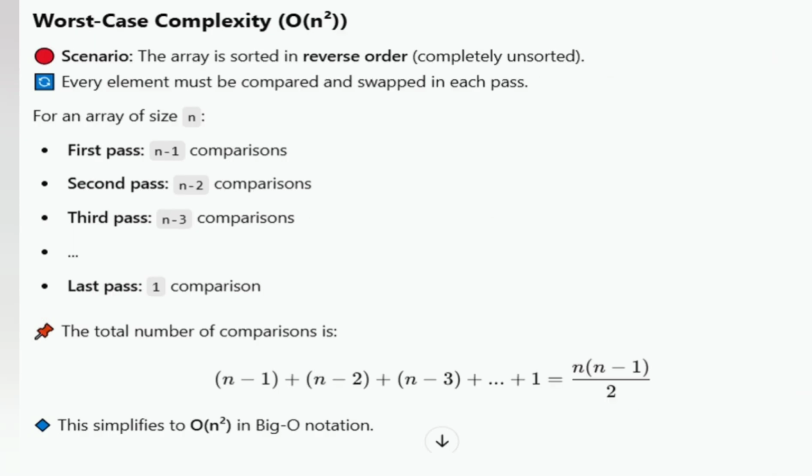Bubble sort algorithm is slow in the worst case complexity. In the first pass, we do n-1 comparisons and swaps, in the second pass, we do n-2 comparisons and swaps, in the third pass, n-3 comparisons, and in the last pass, we do one comparison. So, the total number of comparisons is n into n-1 by 2, which simplifies to O of n square.